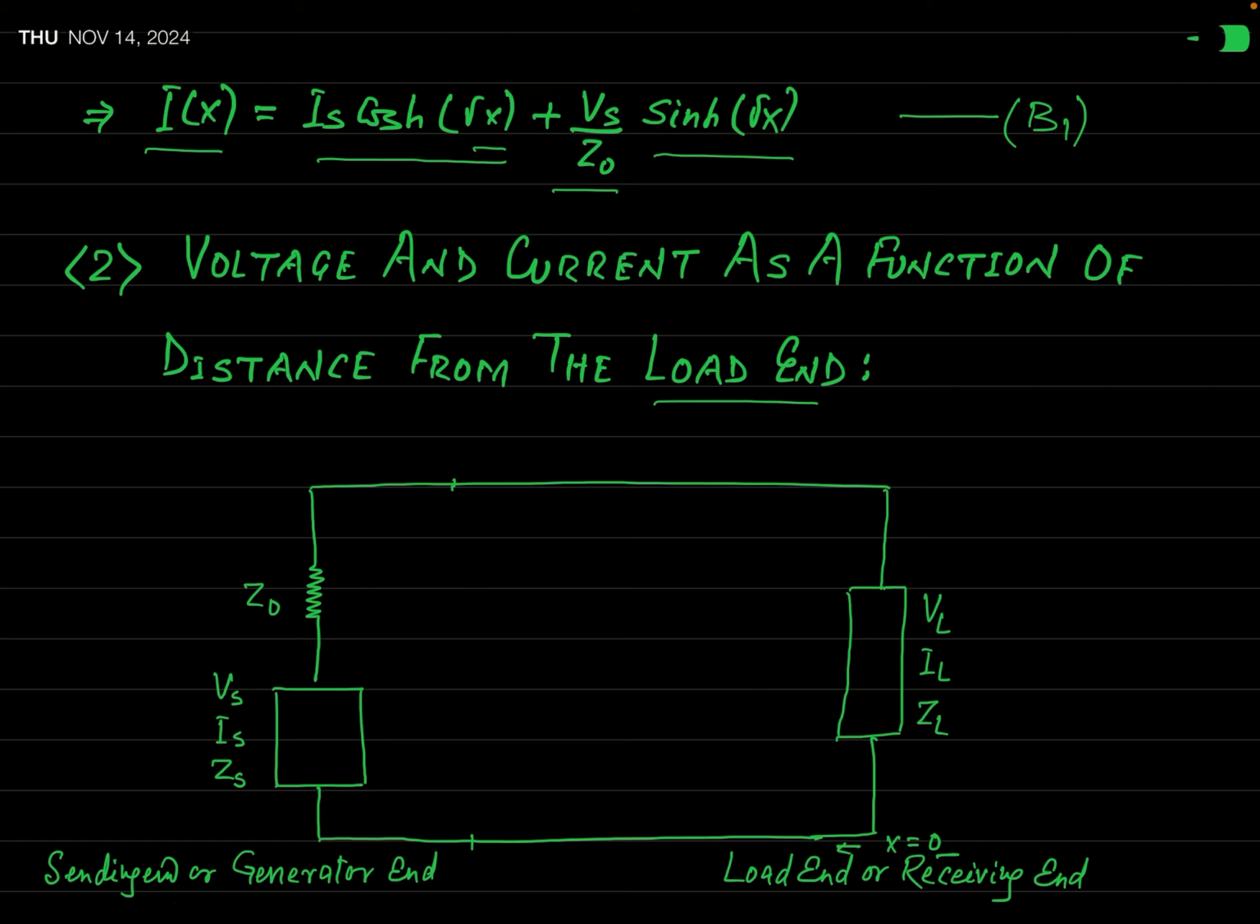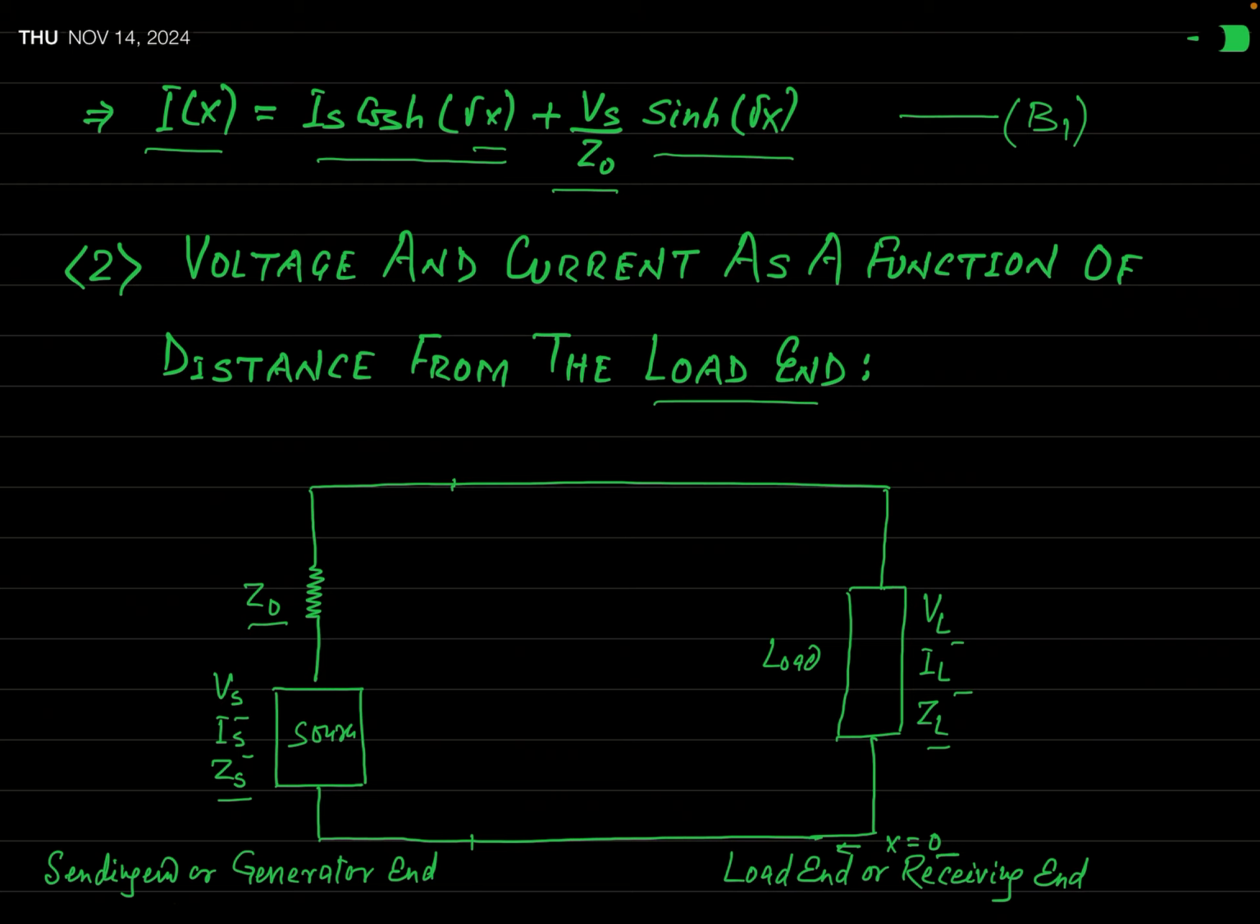Here you can see again I have shown the load end, where the voltage is VL, the current is IL and the impedance is ZL, and this is your source or generator, where the voltage across it is Vs, the current is Is and the impedance is Zs. These are the parameters for the source. This is your source and this is your load, and this is the characteristic impedance Z0. So the result will be the same.